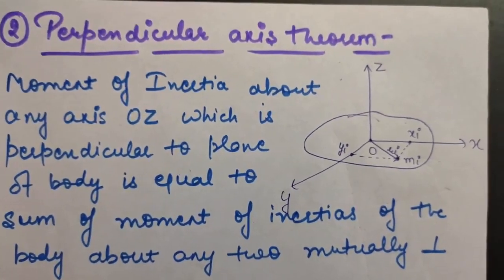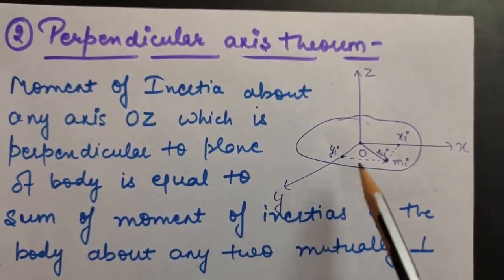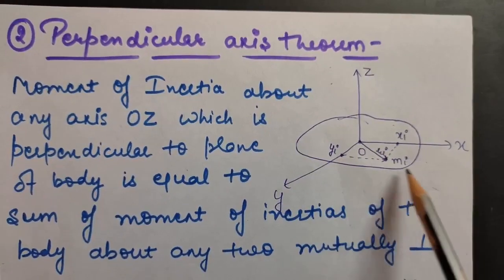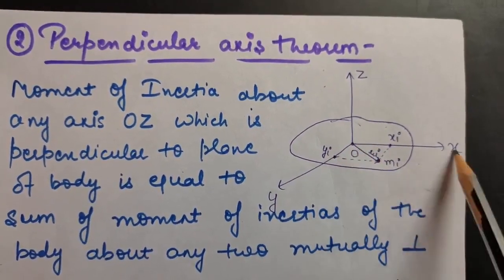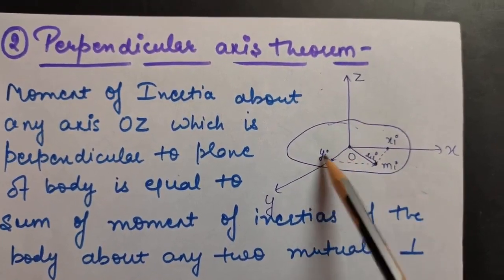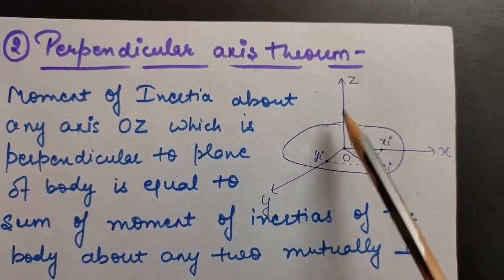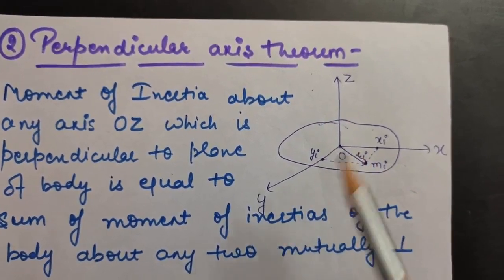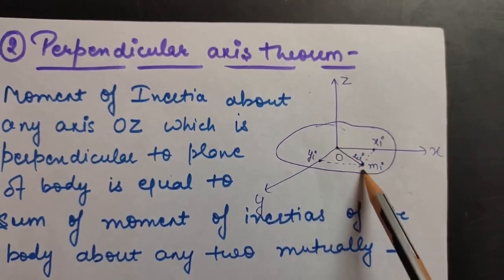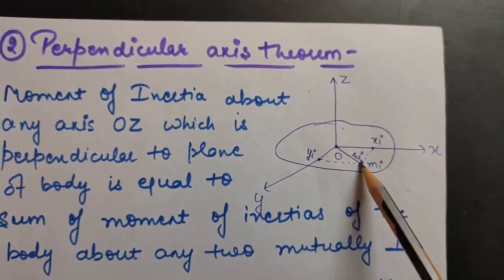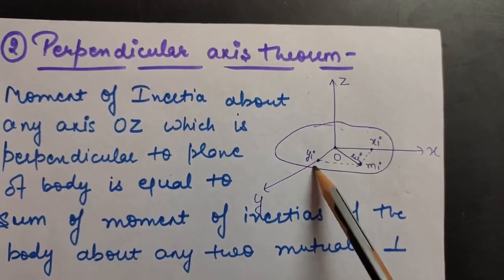So the second is the perpendicular axis theorem. For that, look at this diagram first. Again, we have considered a rigid body. We have taken three axes, that is OX, OY and OZ. OX and OY are in the plane of the body, and OZ is the axis which is perpendicular to the body. Similarly, again I am taking the mass m_i, which is at a distance r_i from the origin. So you can say for the x-axis its distance is x_i, and for the y-axis its distance is y_i.